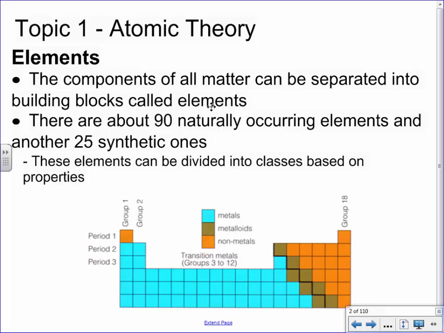It took until Ernest Rutherford did a gold foil experiment. Anybody ever heard of the gold foil experiment? Hopefully these are things you've talked about at some point. If not, it's not the end of the world if you don't know this stuff.